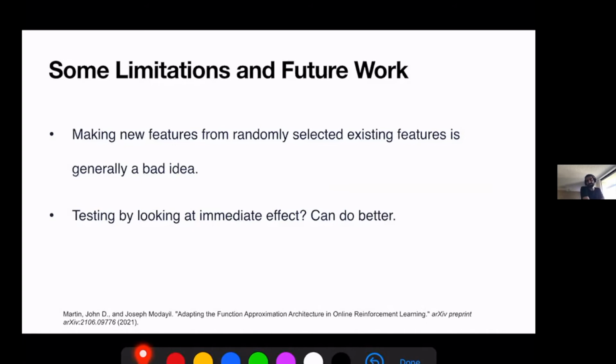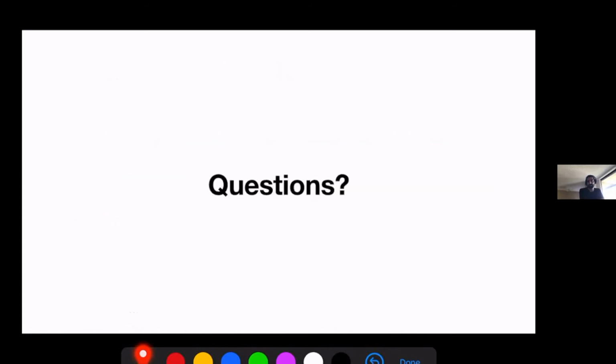The testing criterion I use is also pretty naive. We don't really want to know how a feature contributes to the next feature. We want to know how a feature contributes to the prediction, and prune them based on that. That's something I'm working on, and other people are working on as well, so that can be done better too. And that's pretty much it. If you have any questions, I would love to answer them.